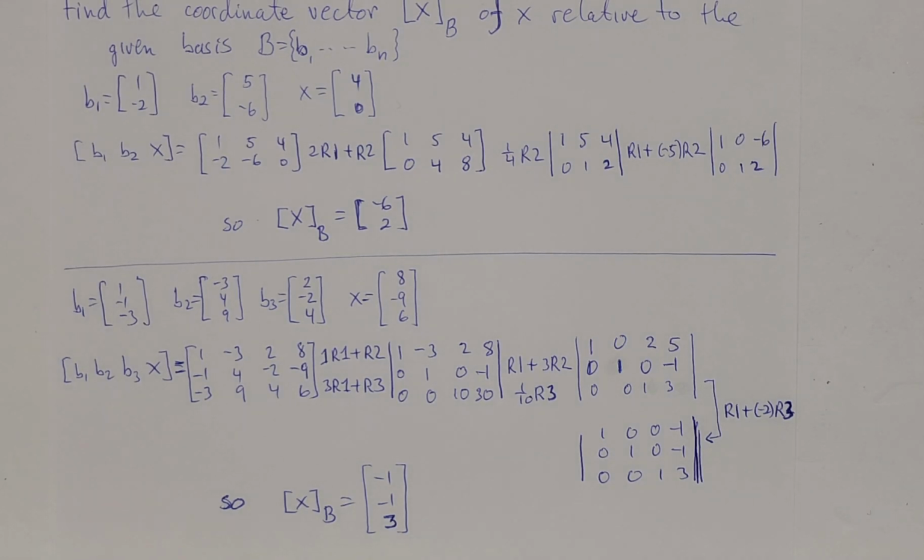So now we just write it as a coordinate vector. x1 is -1 right here. x2 equals -1, which is here. x3 equals 3, which is here. So this is our solution to this matrix right here.